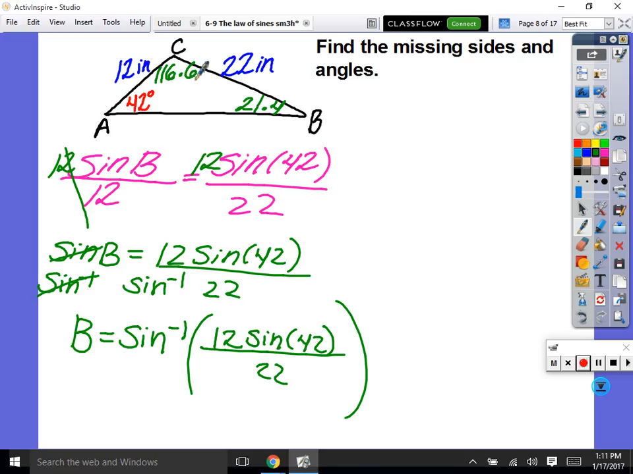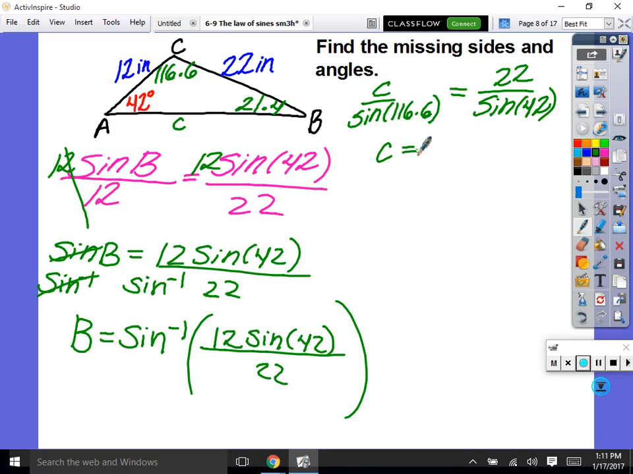116.6. Okay, now let's find side C. So we'll have to set up C over sine of 116.6 equals, either one will work, I'm just going to go with 42, equals 22 over sine of 42. So then C is going to be that times that. Go. Right, we would multiply that up. Yep, perfect. Okay, perfect. And our triangle makes sense. The largest side is across from the largest angle and so on and so forth.